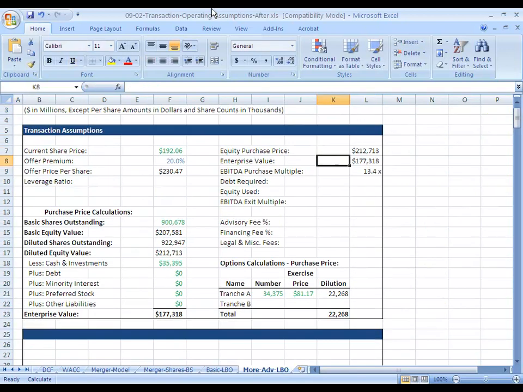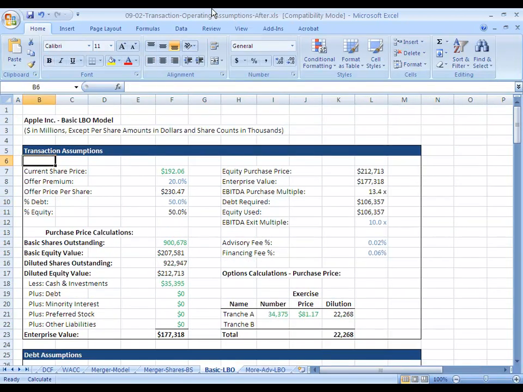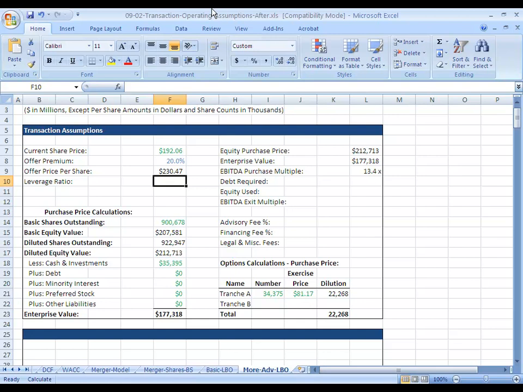Now for the debt required here, we're going to do something slightly different. In the other assumptions, we assumed that debt was a percentage of the equity purchase price, so 50% in this case. But actually what normally happens in LBO models is that instead of assuming a percentage of debt, you assume that the debt has a certain leverage ratio. So you assume that the company can take on a certain amount of debt in proportion to its EBITDA.